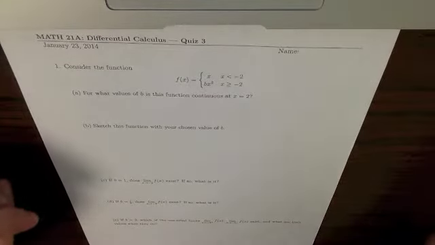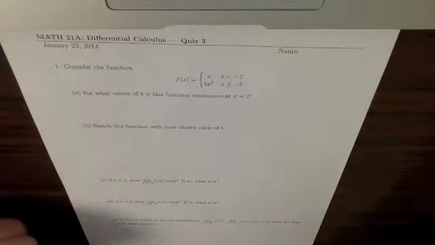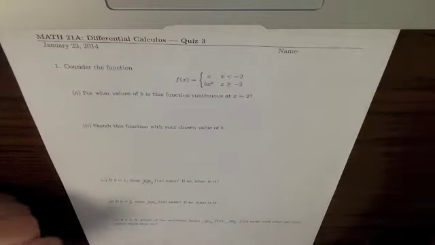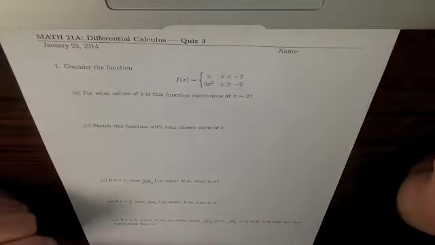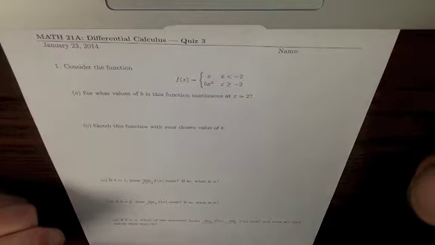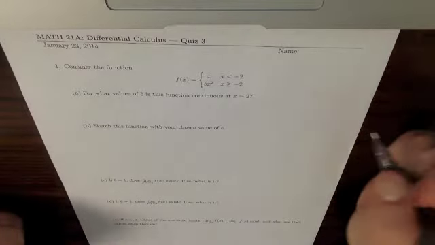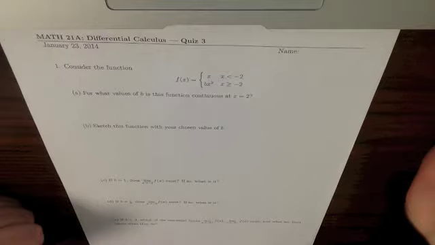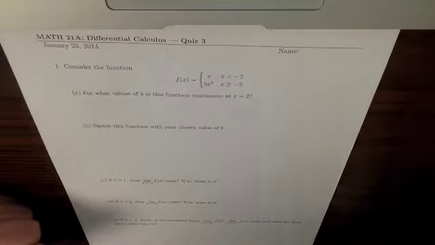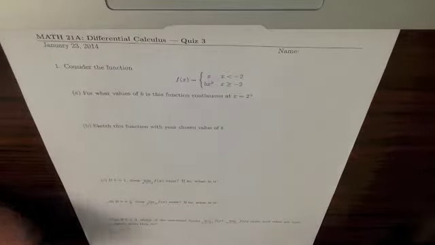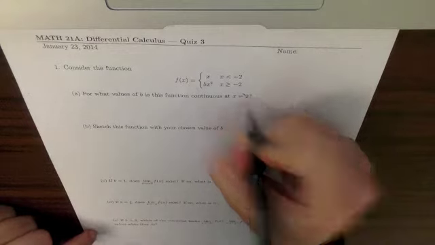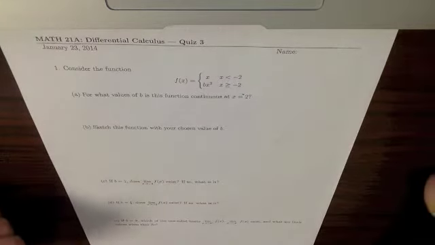Okay, this is quiz 3. The first question says, consider the function f of x is equal to x for x less than negative 2, and f of x is equal to b times x squared for x is greater than or equal to negative 2. They ask for what values of b is this function continuous at x equals, and this was incorrect, should be x equals negative 2.